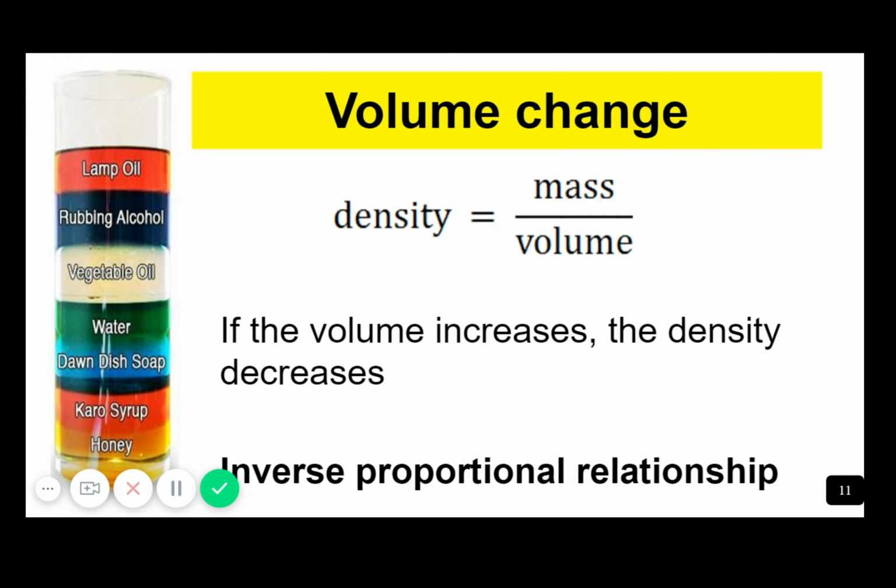In terms of the volume change, let's have a look at where volume is placed. It's at the bottom, and the density is on top. So if I were to increase my volume, and remember, this is an inverse proportional relationship, my density will decrease. This makes sense. Volume increasing means there's more space. With more space, you have fewer particles in contact with that space around, so the density will decrease.